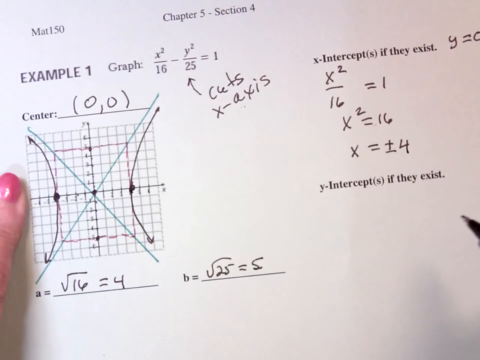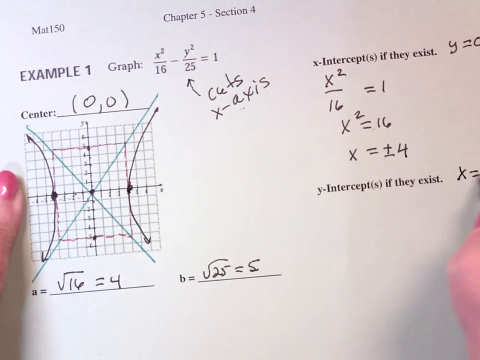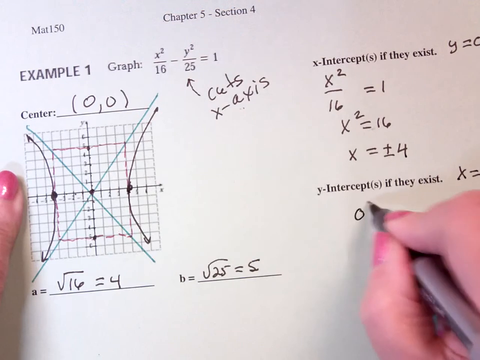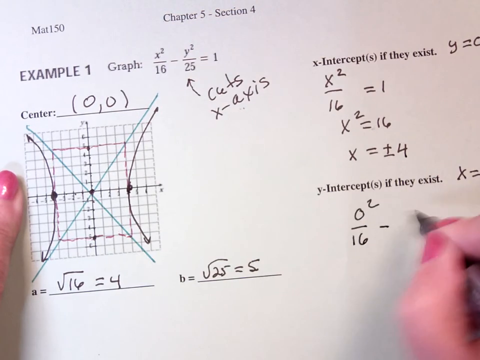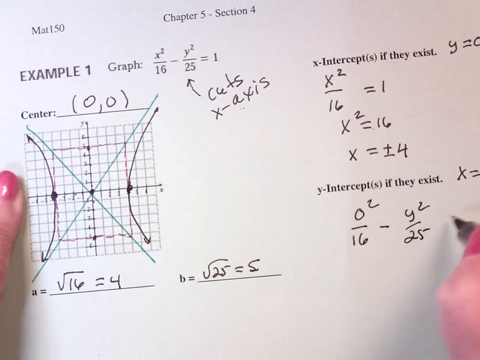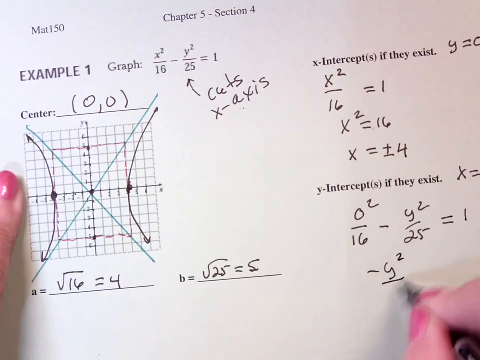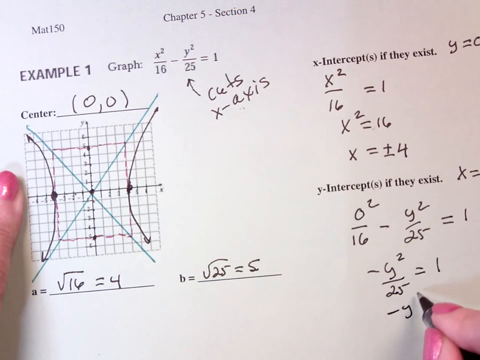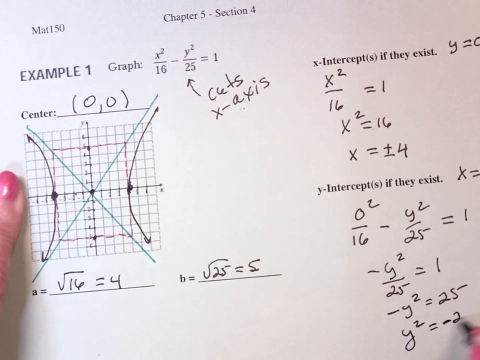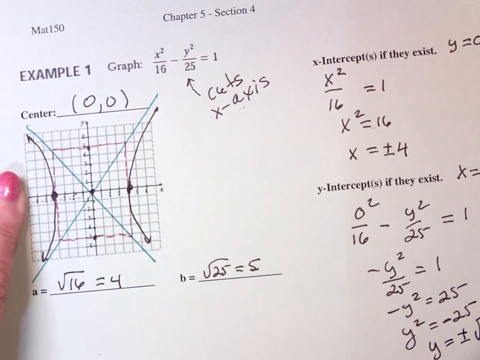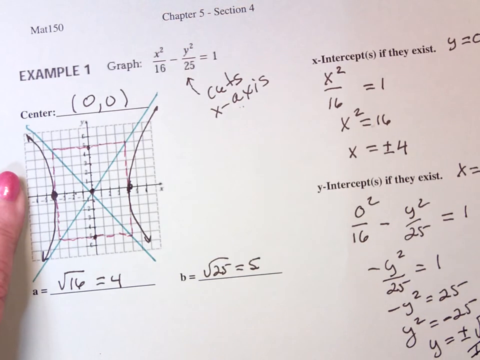If I go after the y-intercepts, then x is 0. So I'm going to have 0 squared over 16 minus y squared over 25 equals 1. Minus y squared equals 25. Y squared equals minus 25. And now y is plus or minus the square root of minus 25. These are imaginary.